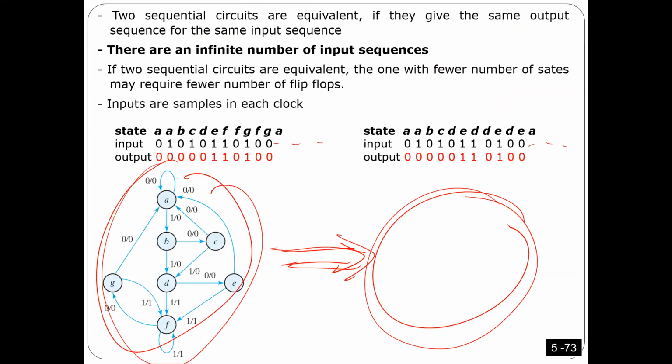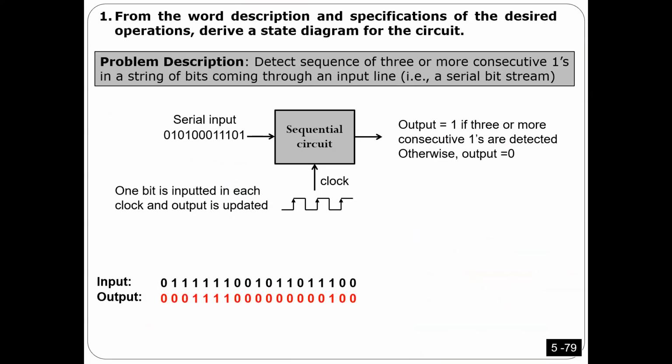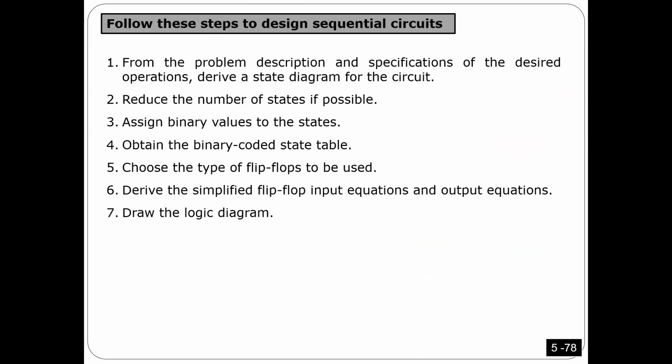So actually, to design a sequential circuit, you have to follow these steps. The first step is from the problem description, from the specification. I'm going to give you a description. I'm going to tell you, I want to design a circuit to do whatever. I'm going to describe it to you in words, so based on these words, you need to create a state diagram.